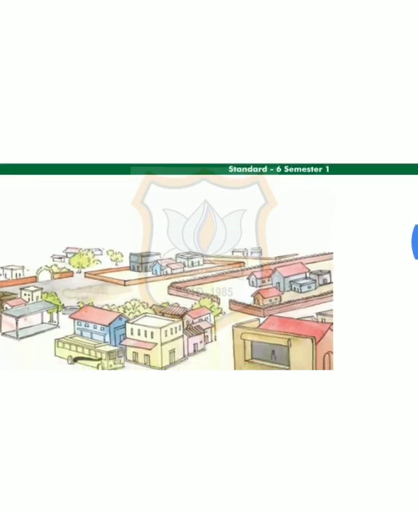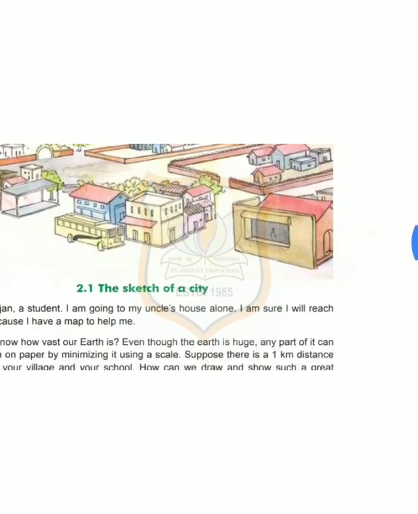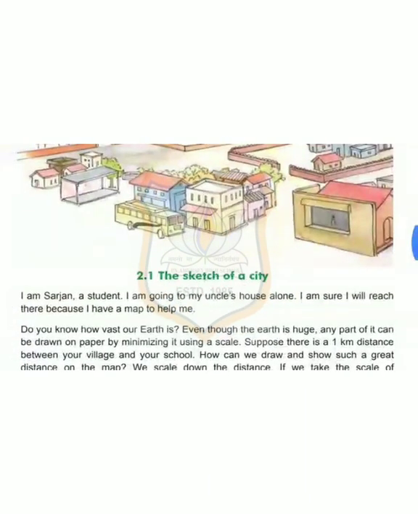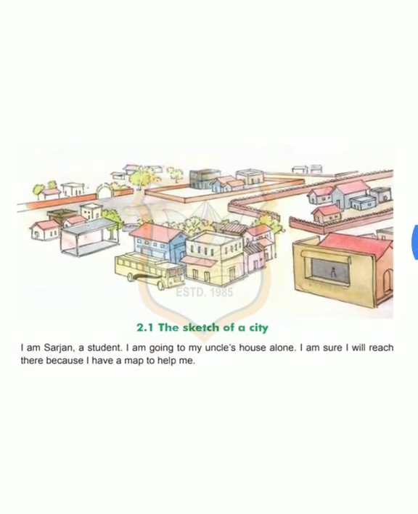Now children, second component of the map, that is scale. Children, look on page number 9, the sketch of a city is shown and one example is given. I am Sarjan, a student. I am going to my uncle's house alone. I am sure I will reach there because I have a map to help me.